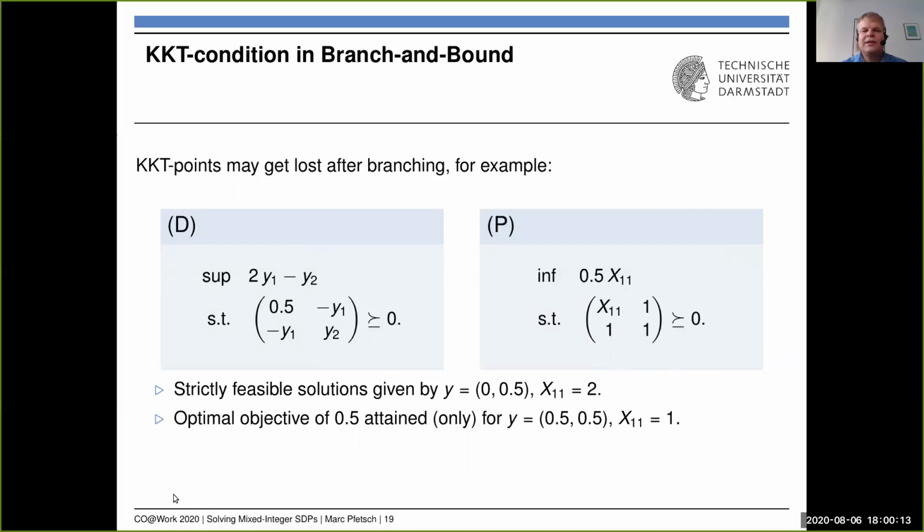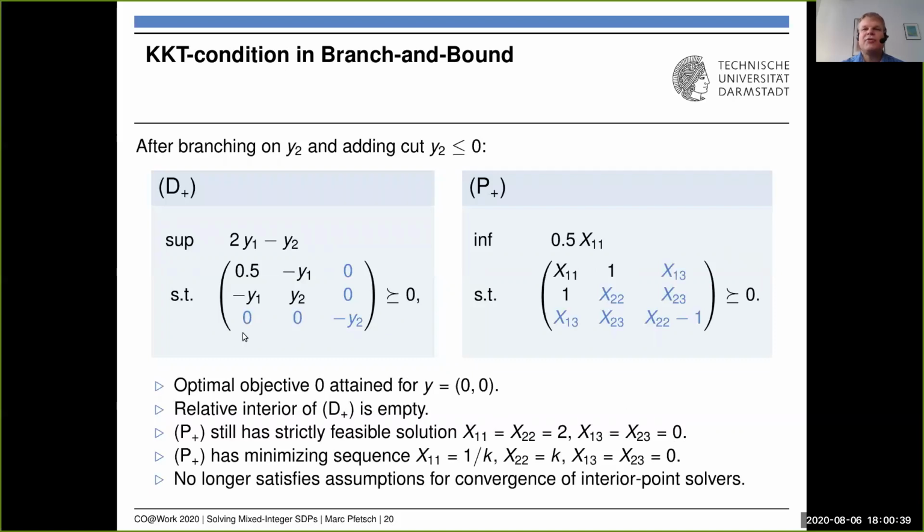The optimal objective is 0.5, and it can only be obtained for y being 0.5 in each component, and x11 being 1 here for the primal. So in this case, strong duality holds, and in fact, the optimal values are attained by these two points here.